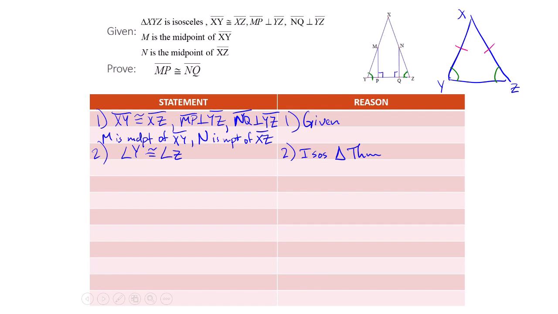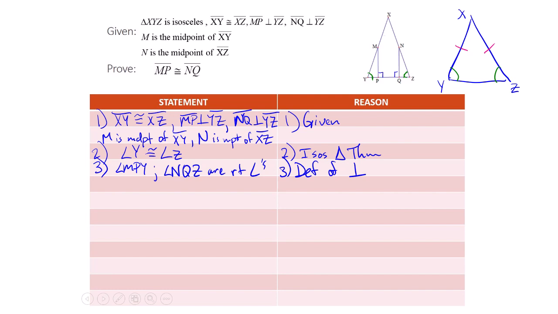Okay, next let's talk about these perpendicular lines, right? If we have perpendicular lines, then it follows that we have right angles. So we know that angle MPY and angle NQZ must be right angles. And we know that by the definition of perpendicular lines, to be more specific.